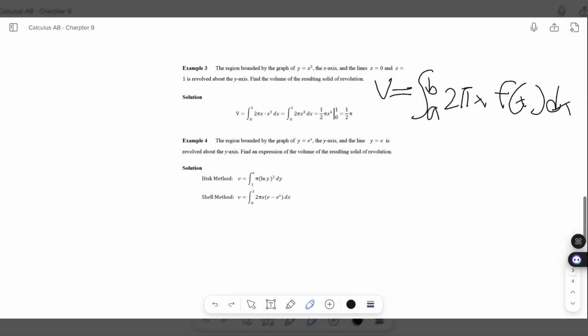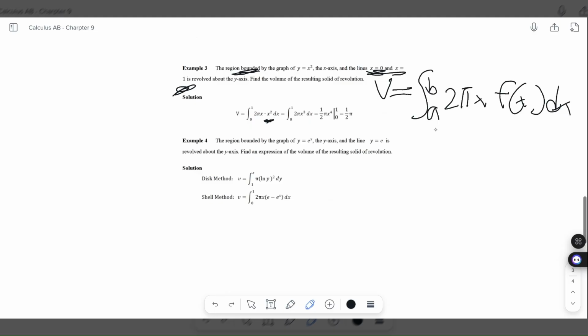Now here our boundaries are 0 to 1, as it says x equals 0 and x equals 1. This is our bounded. So that gives us 0 to 1. 2 pi x is part of the first part of the formula. And then x squared. This, our f of x, our radius here is x squared dx.